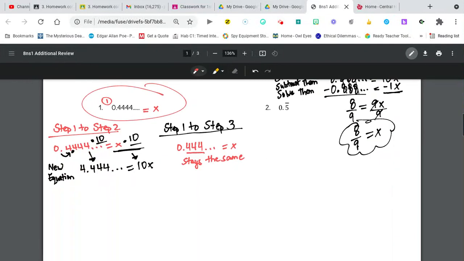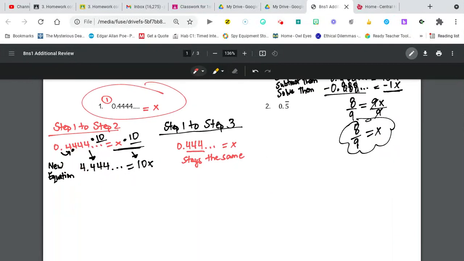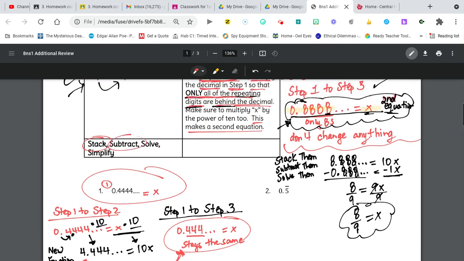Now let's stack them. So I'm going to take this one and stack it over that one. This is the stack part. 0.444, blah, blah, blah, equals 10x. And I'm going to stack it over this one, which means you're just lining the decimals up, guys. I'm keeping the x. Just keep this whole thing. I'm able to put a 1 there. Then after you stack, you're supposed to subtract. So he says subtract.